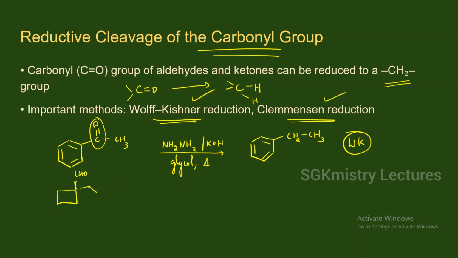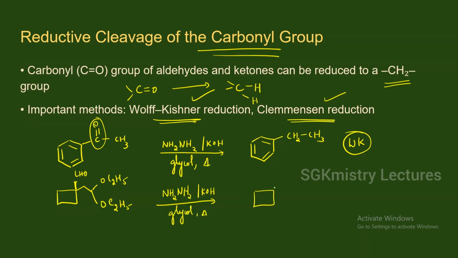Here we have C2H5. Here also let me take C2H5, just to show that whenever there are other susceptible groups present, how the selective reduction takes place. Using the Wolff-Kishner reduction or Clemmensen reduction reagents, I can take glycol and heat.